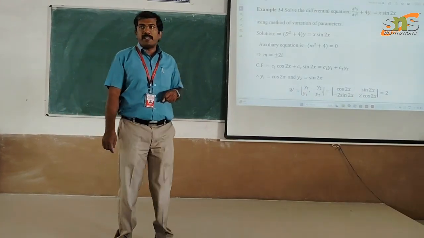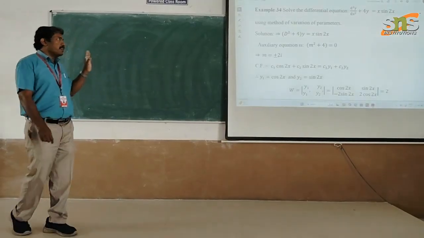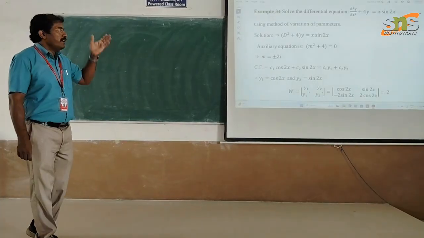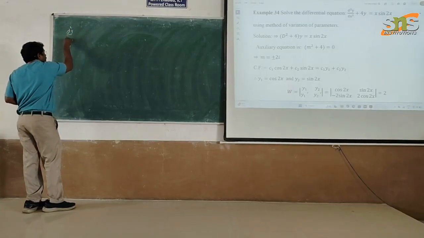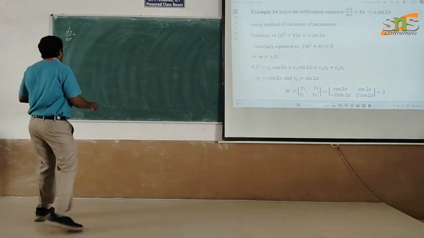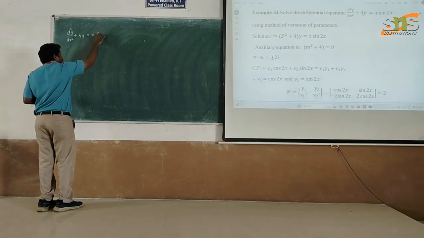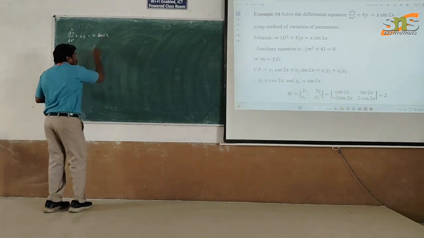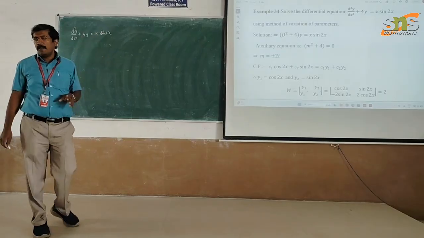So in this discussion of the method of variation of parameters, we are going to see another question. You can see the question. It is given: solve the given differential equation d²y/dx² plus 4y is equal to x sin 2x. You are told to solve this question using the method of variation of parameters.